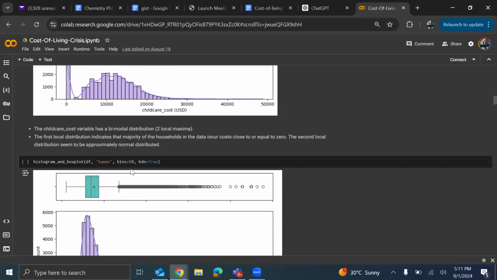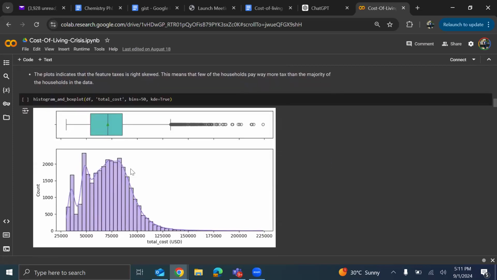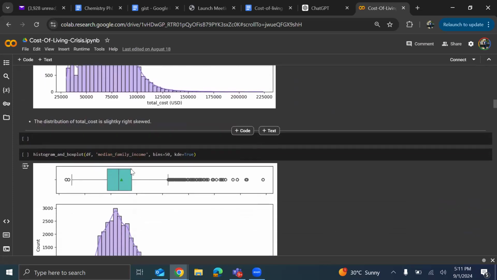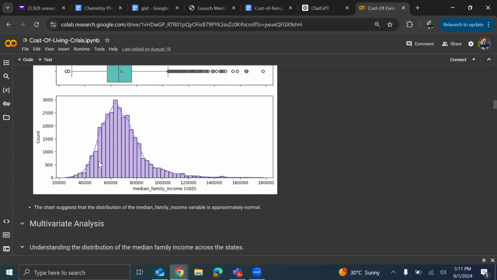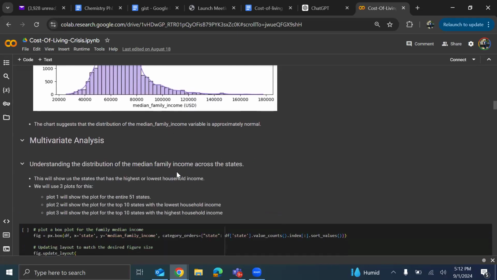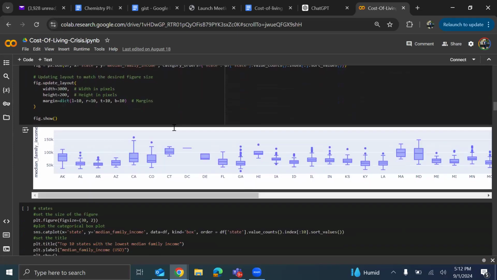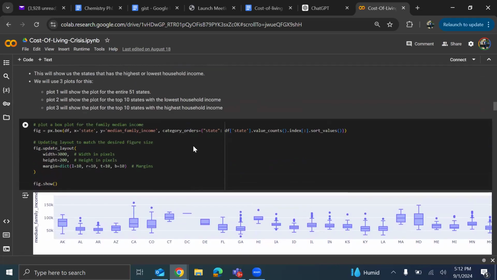We also looked at, let me go down, the family median income. You can see that this one is approximately normal. I will not say it is 100% normal, it is not, but you can see that it is skewed to the right. Yes, it is skewed to the right. That's good.